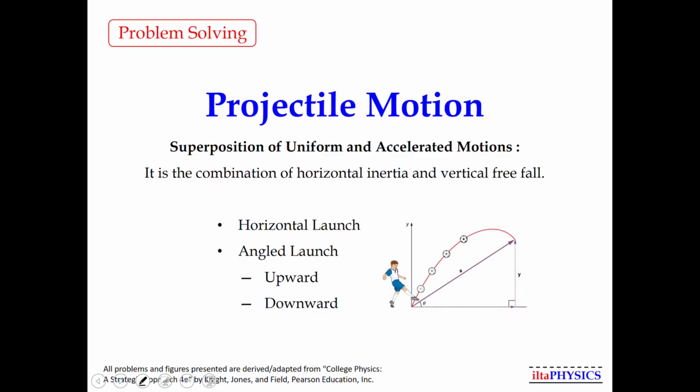As I mentioned, projectile motion is a combination of two types of movement. To be more precise, in the horizontal direction, the object undergoes inertial motion, moving at a constant speed without any change in velocity. In the vertical direction, it performs free fall motion, which is an accelerated motion where the velocity changes due to the gravitational acceleration.